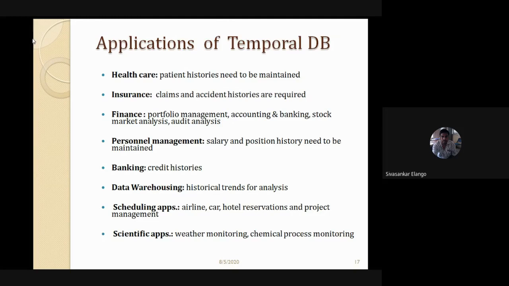In scheduling applications, whenever we book an airline, a car or hotel reservation, the information is stored in a time series format, and it can later be used for decision making. Many scientific applications like weather monitoring and chemical process monitoring also use temporal databases or time series databases.